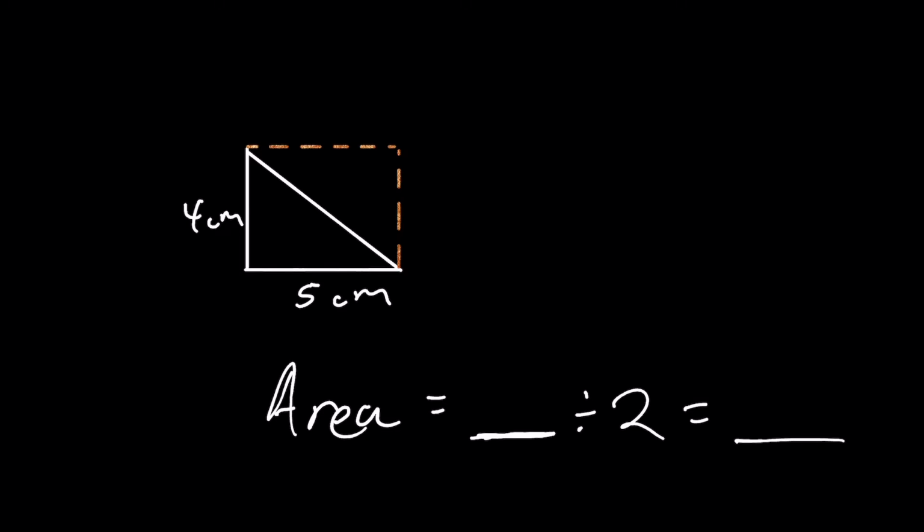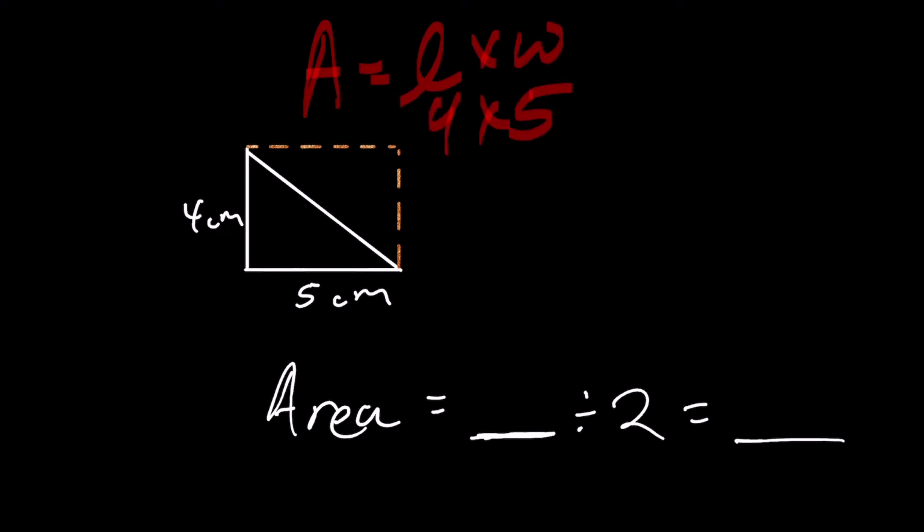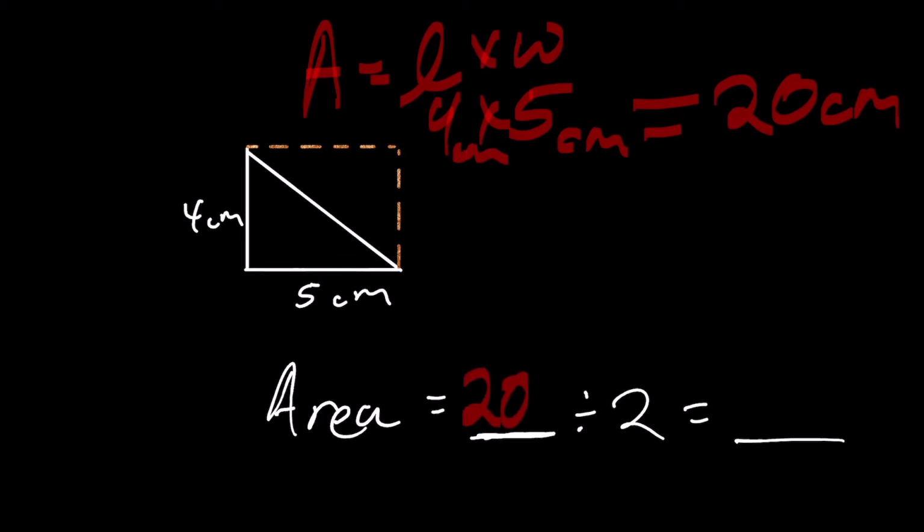And the area equals the length times the width of a square, right? So that's 4 times 5 centimeters, and this is going to be 20 centimeters. Now I have to divide that 20 centimeters squared by 2 because it's half. So that would be 10 centimeters squared.